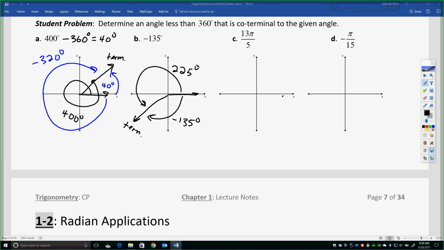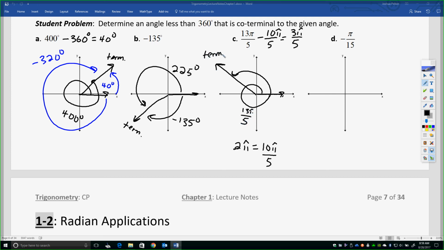Well, 13 pi over 5 is more than one time around. So if you use fifths here, 2 pi is 10 pi over 5, right? That's one time around, 2 pi. So I have to take out the 10 pi over 5, which leaves 3 pi over 5. If I start with my initial side and go all the way around once for my 10 pi over 5, or 2 pi, then I have to go another 3 fifths, which is a little more than a half. So that gets me to right there. So that is my 13 pi over 5 to this terminal side.